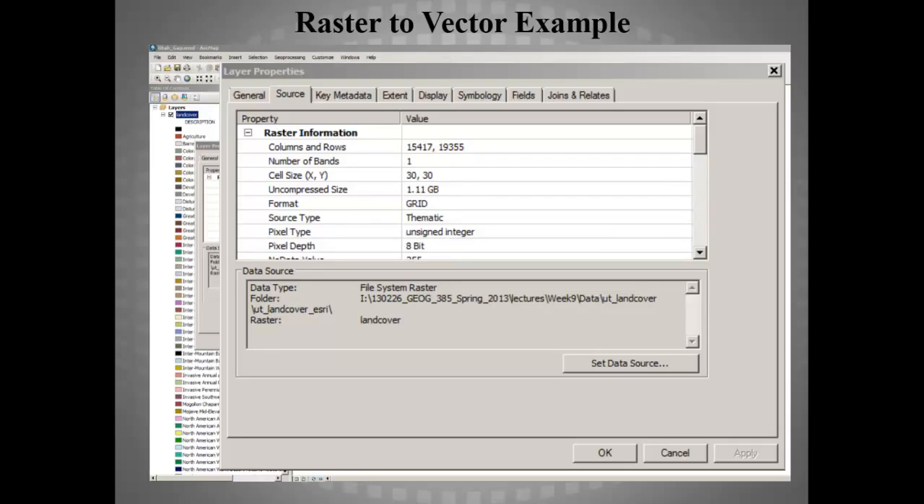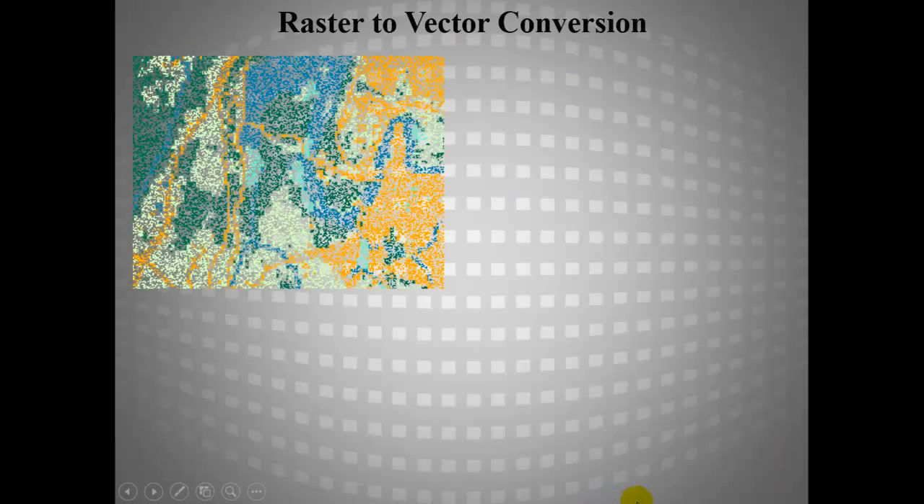And so each cell is going to have a single value in it, and that value in this case is going to be an integer. And since it's an integer, you can join attributes to it, and that's how you get these descriptions of the land covers, because each value is associated with a different type of land cover. So lots of raster cells. How do we convert that to a vector?